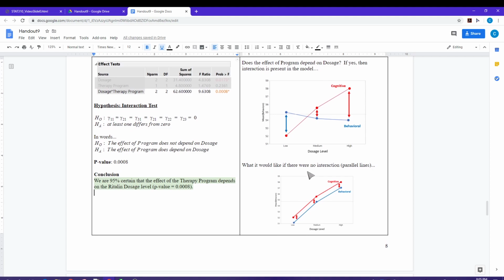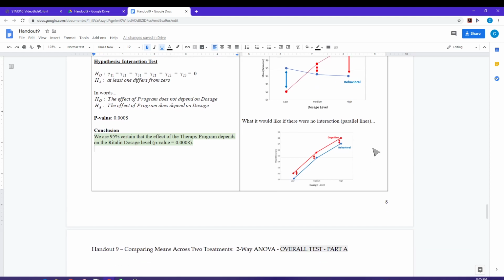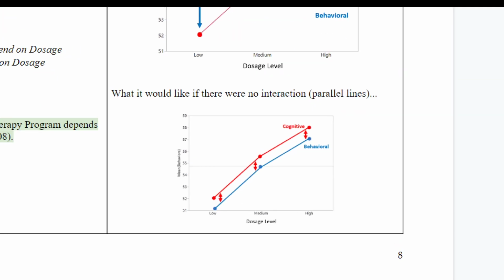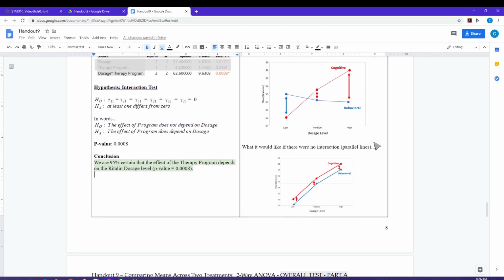So what would a plot of no interaction look like? Well, the gaps there would be the same, regardless of what dosage level we're at. So in this display right here, cognitive is higher. And it's higher at high, it's higher at medium, and it's also higher at low. So if you draw your graph of the 6 averages and it looks like this, then you're going to have no interaction in that model. Sometimes that's just referred to as the parallel lines model or the parallel lines situation. So the top one has interaction. That's what we had. The bottom graph would be a situation of no interaction.